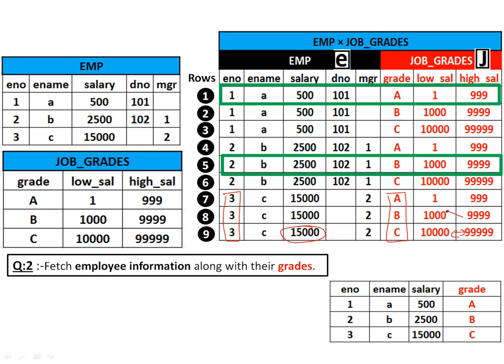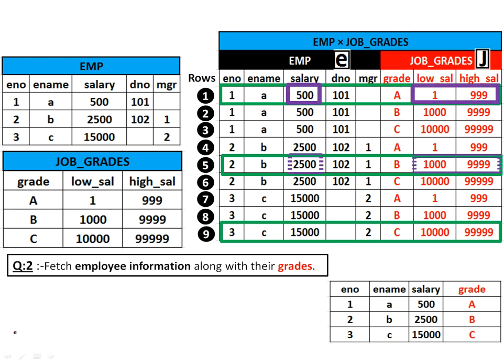Not between this, not between this. That means I require this. Then how to write this logic? You have to select only these 3 rows from the sample. That means the condition is on this one. That is E.salary between J.low_salary and J.high_salary.